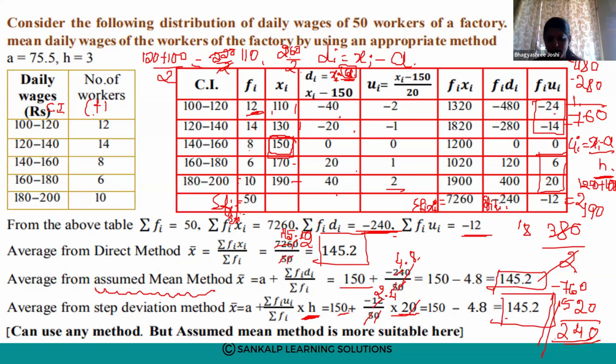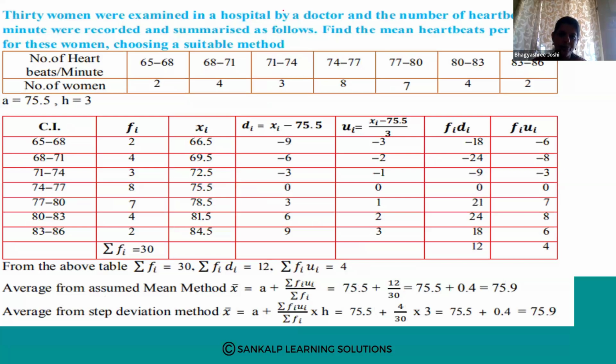So, you can use any method, but the assumed mean method is more suitable. If you have big values, then the assumed mean method is more suitable, or the step deviation method also you can use. So this is for 4 marks. If you calculate all the 3 methods, then it will be for 4 marks. Next.